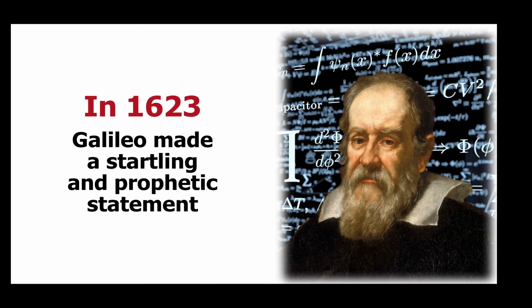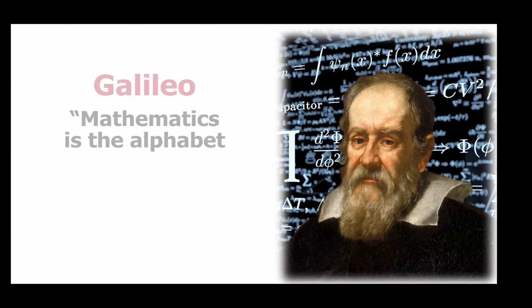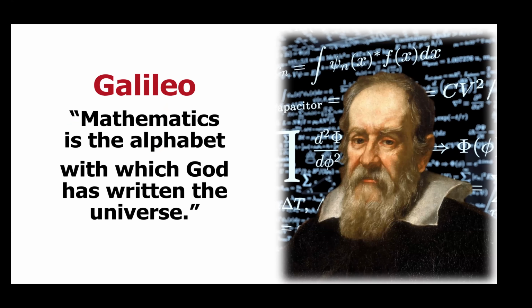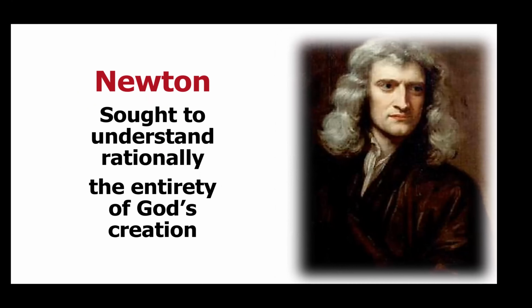In 1623, Galileo made a startling and a prophetic statement. This is a statement about the relationship between math and the physical universe. This is what he said: mathematics is the alphabet by which God has written the universe. And so this idea, the language may shift, but this idea becomes central. It would be Isaac Newton who would show that what Galileo said was in fact true.